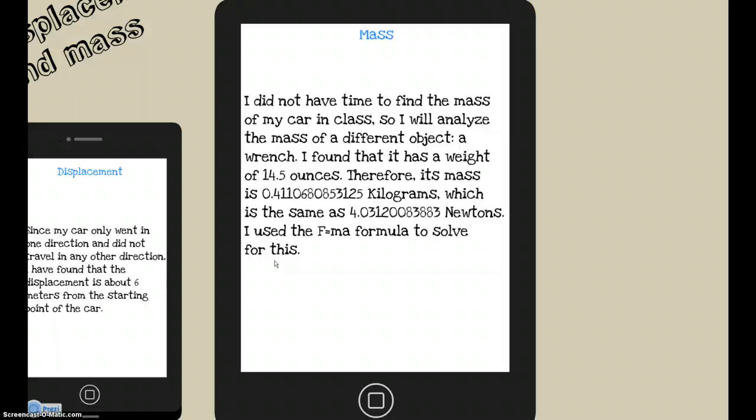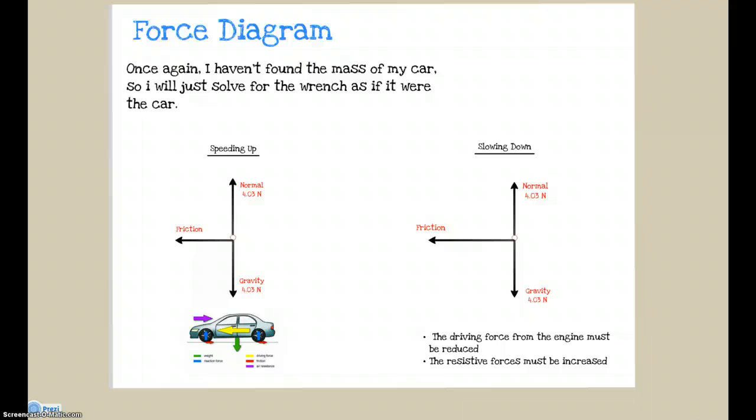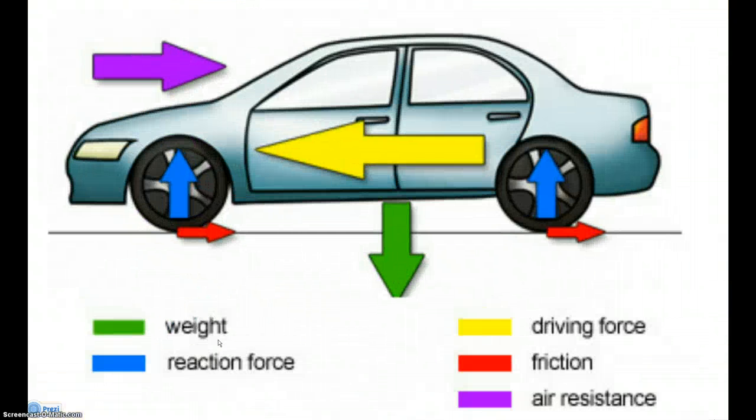Okay. This is my force diagram. I haven't found the mass in my car, so I'm just kind of solving for the wrench. And we get speeding up and slowing down. For slowing down here, the driving force of the engine must be reduced here. And there must be more friction in order to make it go slower. And this is a little picture I made.